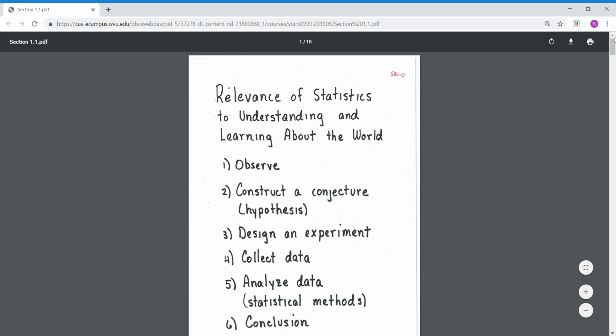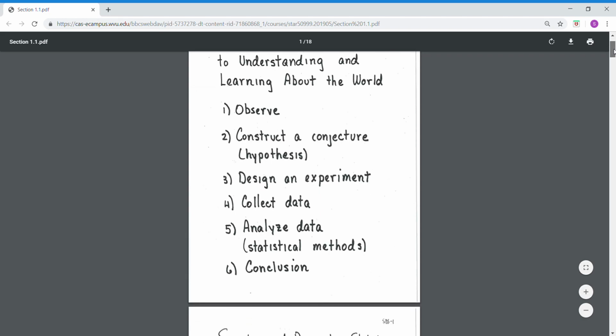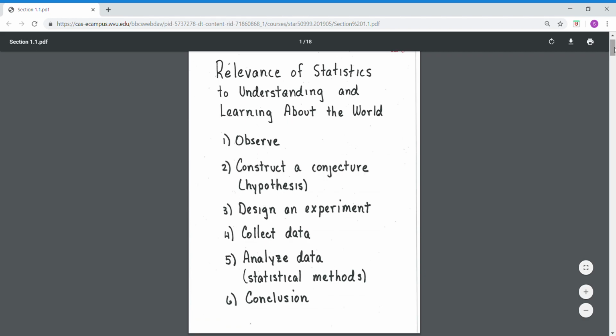As statistics is used in science and engineering, it is no surprise that the process of developing and understanding statistics also follows the scientific method. Step 1, we observe. Step 2, we construct a conjecture or a hypothesis. Step 3, design an experiment. Step 4, collect the data. Step 5, analyze data using statistical methods. And step 6, conclusion. Steps 2, 3, 4, 5, and 6 will be things that we focus on in this course.